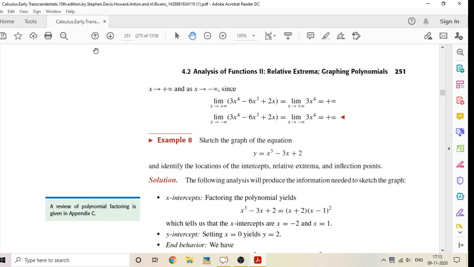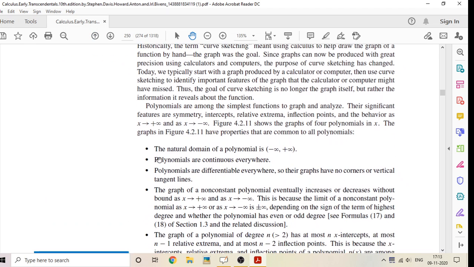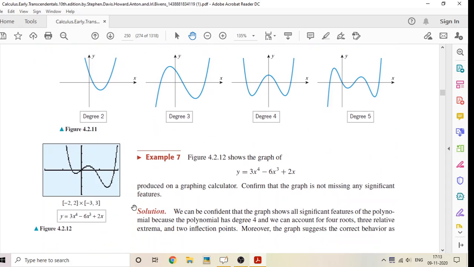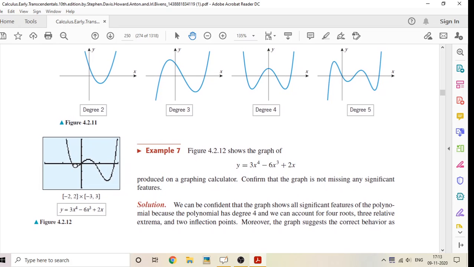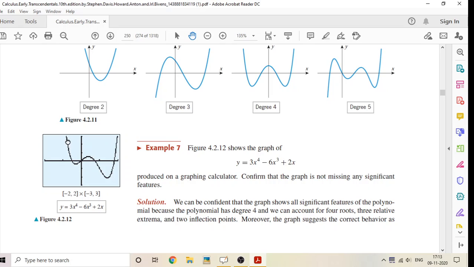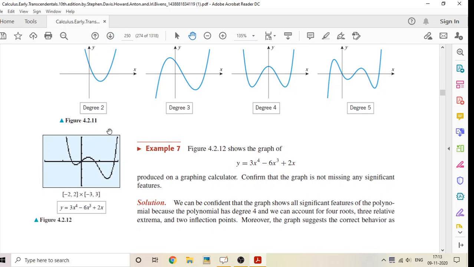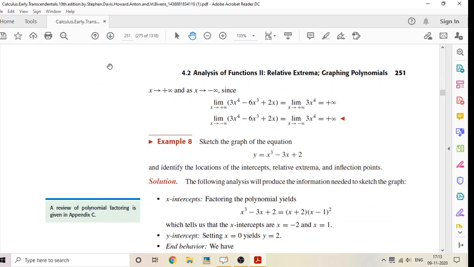So you can see that in the graph. Both the f values go to infinity: as x increases, the function goes to infinity, and as x decreases, again the function value goes to infinity. So that is all the aspects about the polynomial curve. So therefore this curve is not missing any significant features.